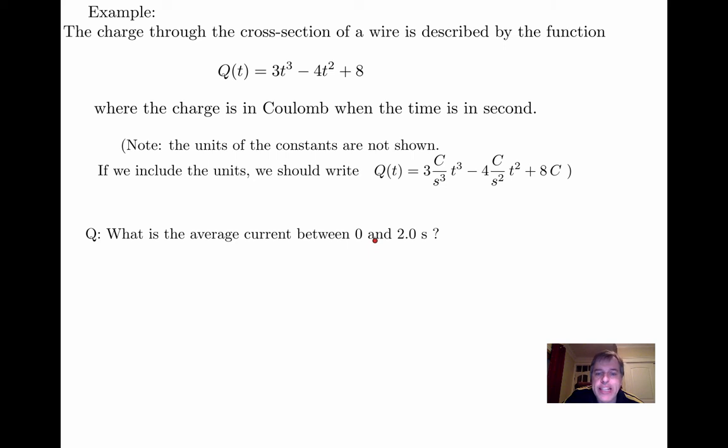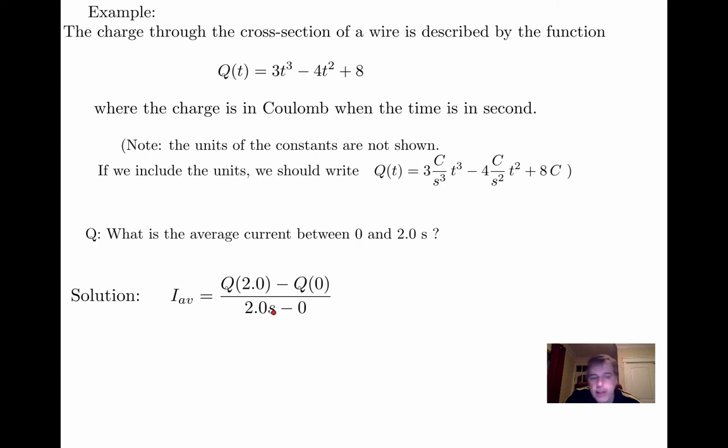What's the average current between 0 and 2 seconds? Again, keep in mind that when you ask for an average current, you have to be told between what times, between T1 and T2. So 0 is our T1 and 2 seconds is our T2. We go back to the definition. The average current between 2 times is the charge at the later time minus the charge at the earlier time, divided by delta t.